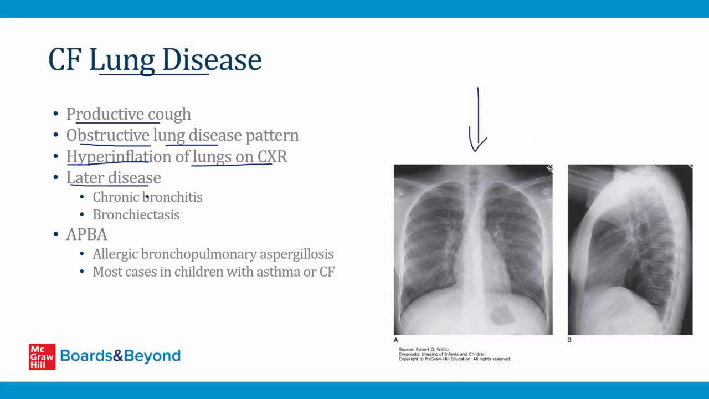Later, as the disease progresses, they can develop chronic bronchitis and bronchiectasis. And then these children are also at risk for ABPA, which is allergic bronchopulmonary aspergillosis. I talk about this disorder in the video on asthma and bronchiectasis, but most cases of this condition, which is basically an allergic reaction to the fungus Aspergillus, occur in children who have either longstanding chronic asthma or cystic fibrosis.